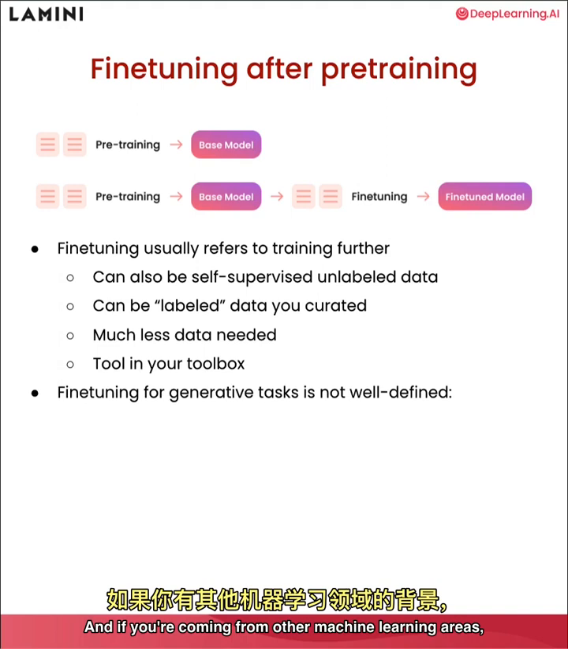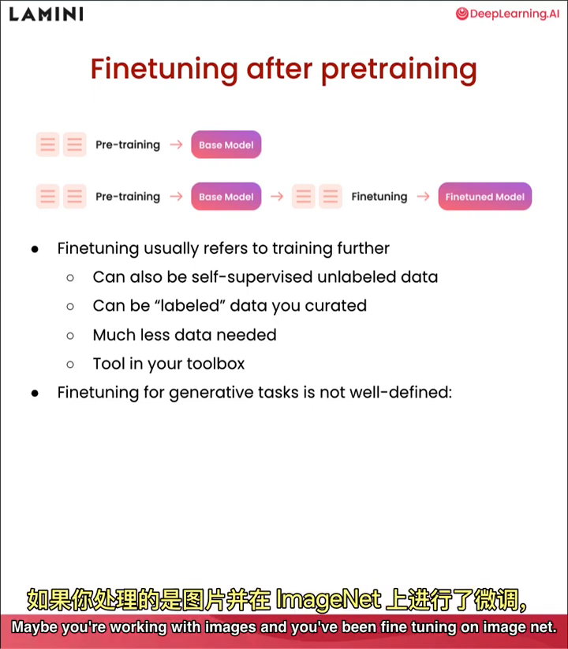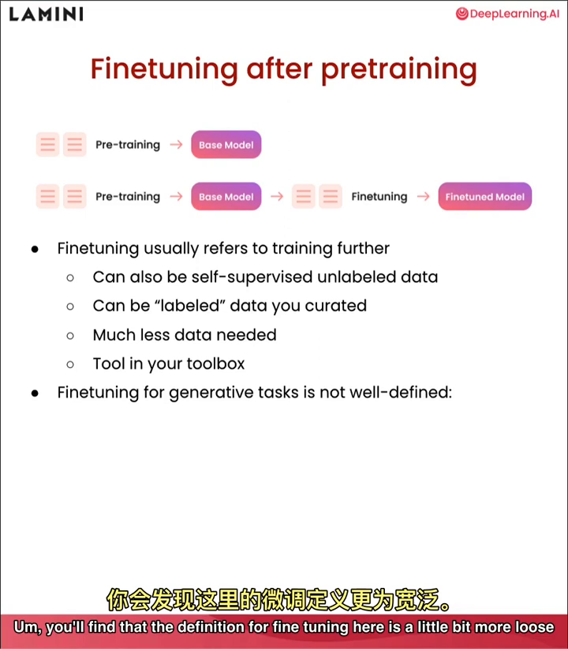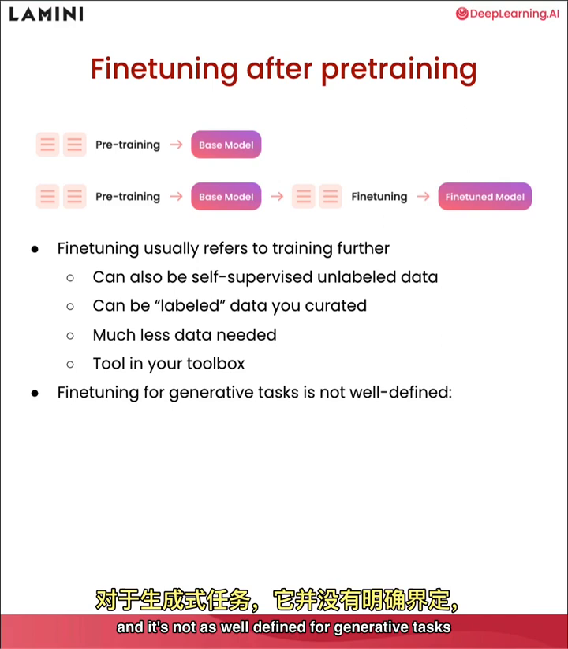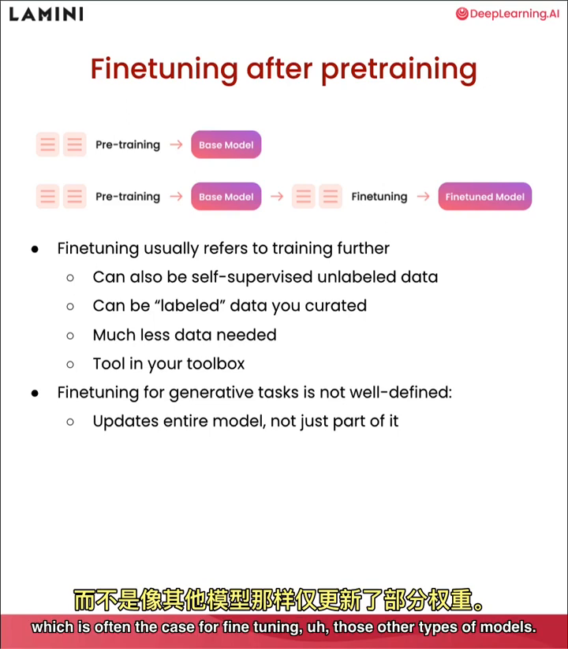And if you're coming from other machine learning areas, that's fine-tuning for discriminative tasks, maybe you're working with images and you've been fine-tuning on ImageNet, you'll find that the definition for fine-tuning here is a little bit more loose and it's not as well defined for generative tasks because we're actually updating the weights of the entire model, not just part of it, which is often the case for fine-tuning those other types of models.